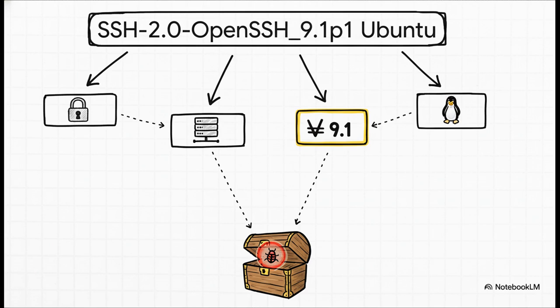And just look at the intel we get from that one single line. We know the protocol is SSH, version 2. We know the software is OpenSSH. And, this is the jackpot, we know the exact version, 9.1p1. We even get a huge clue that the OS is Ubuntu. For an attacker, this is a gold mine. They can now go look up every known vulnerability for that specific version of OpenSSH.